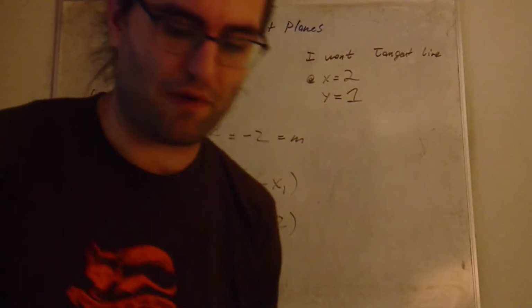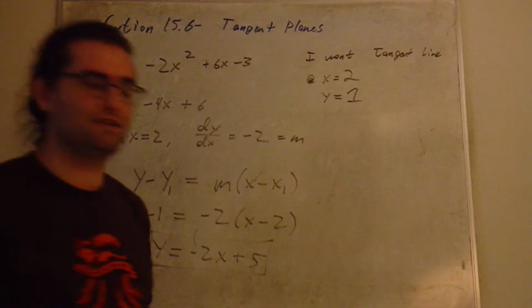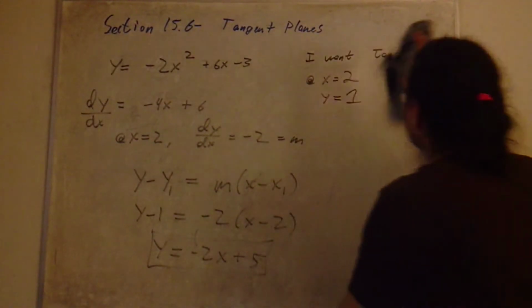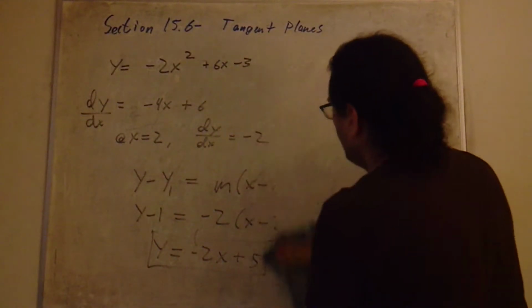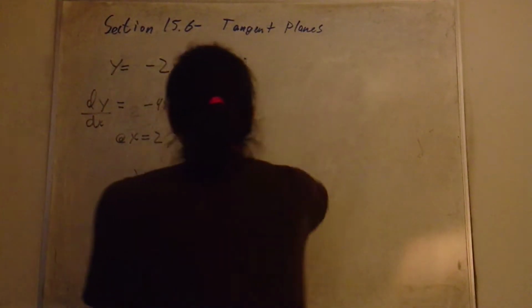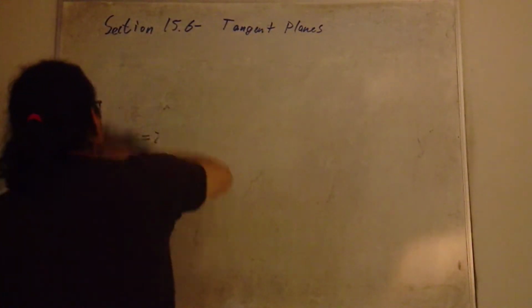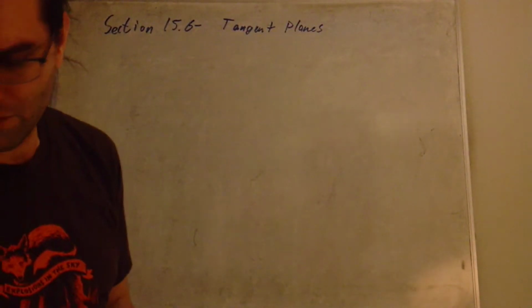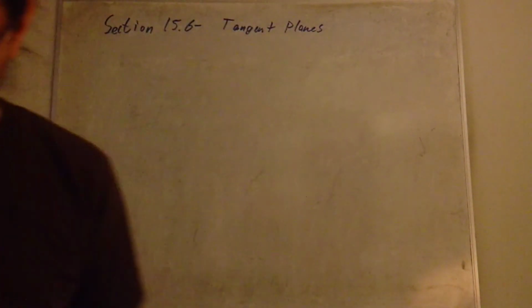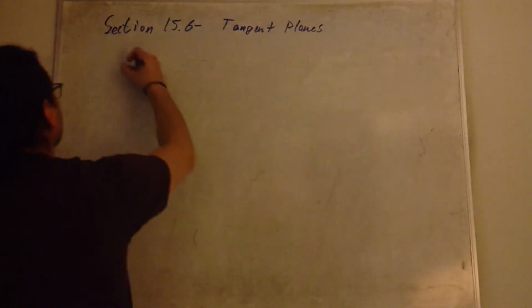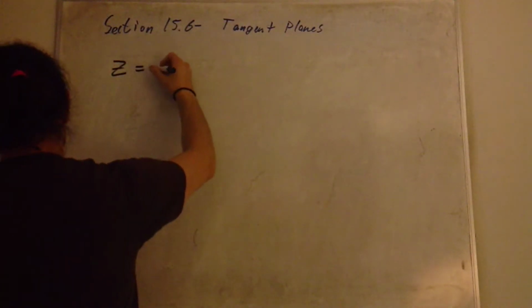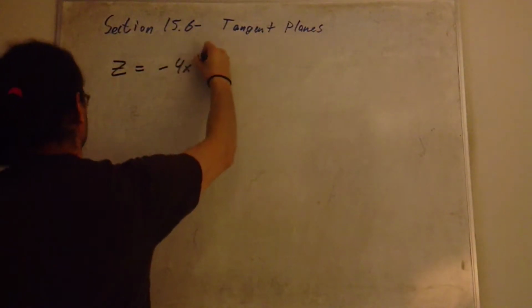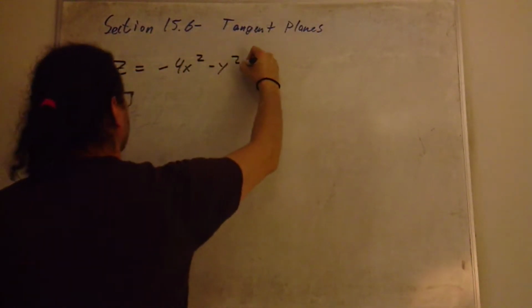With that in mind, let's see what happens when we do this in 3 space. So let me get a marker that's a little more robust. And let's do something like z equals negative 4x squared minus y squared plus 13.